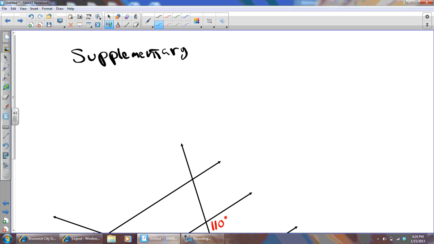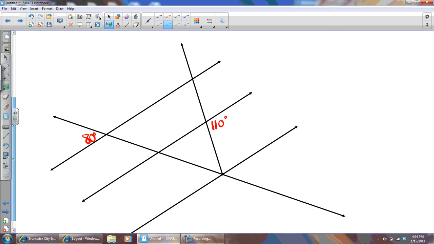And if you remember, I can turn that into 180 degrees. Pretty simple. And then complementary can turn into 90 degrees. There you go. All right, so let's take a look at this here.